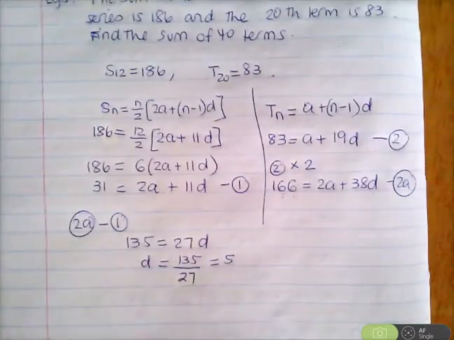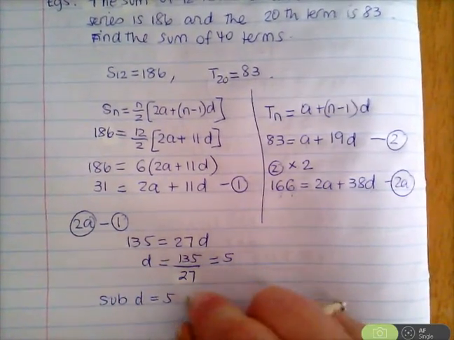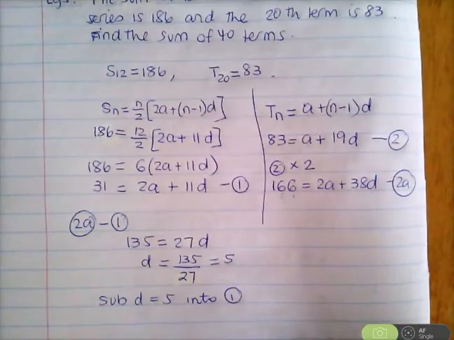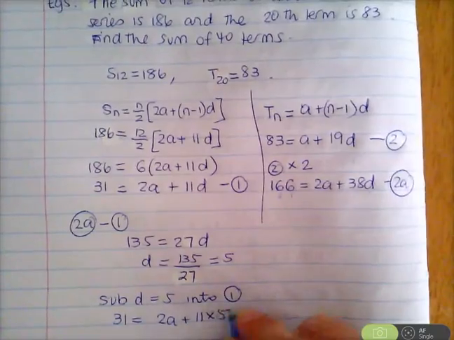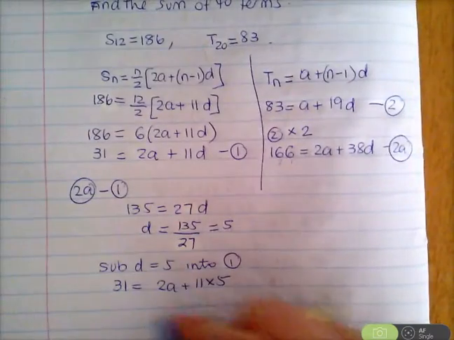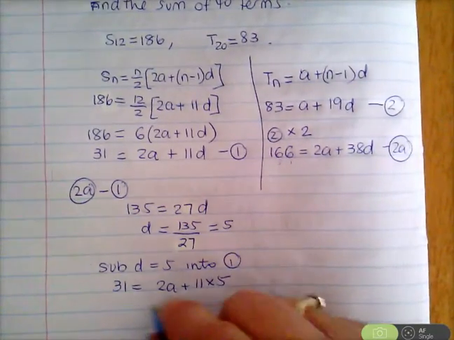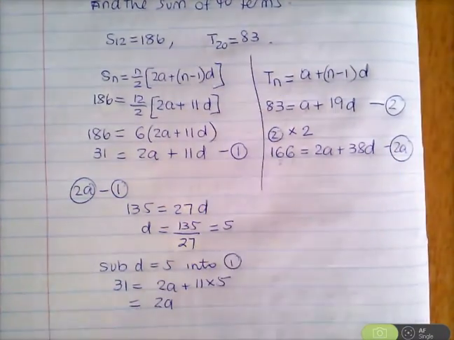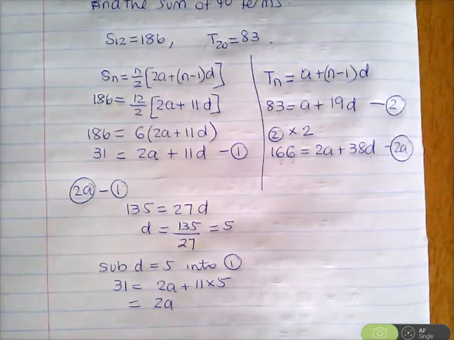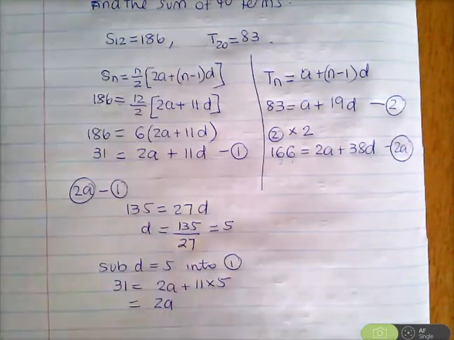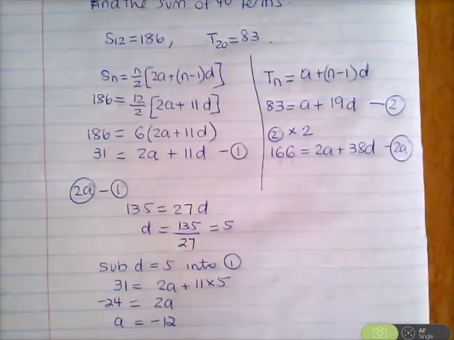And so now we can work out what a is. So sub d equals 5 into equation 1. And we get that 31 equals 2a plus 11 times 5. Looks like a is going to be a negative number. So we're getting that 2a is 31 minus 55. And 31 take away 55 is negative 24. And so therefore a must be negative 12.